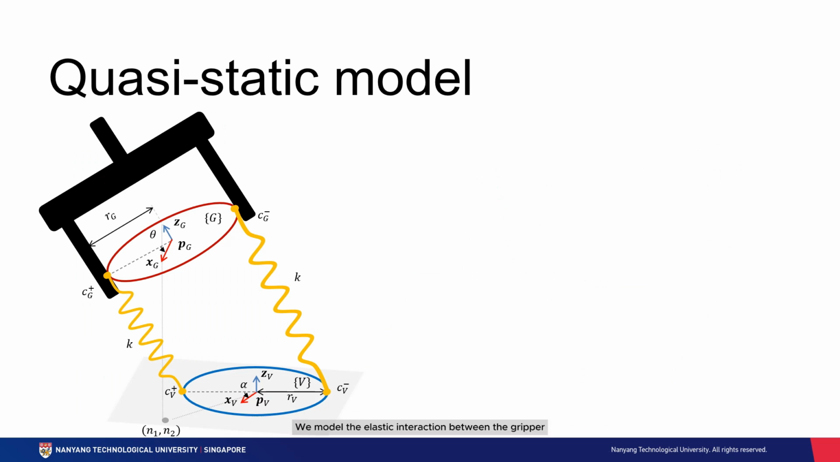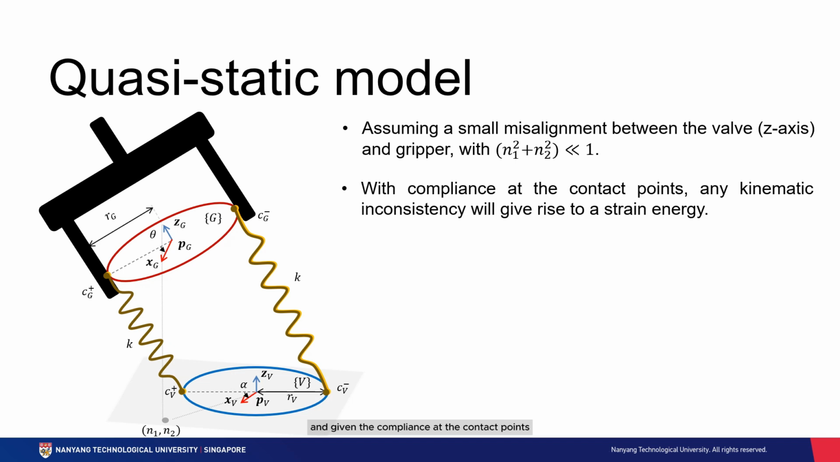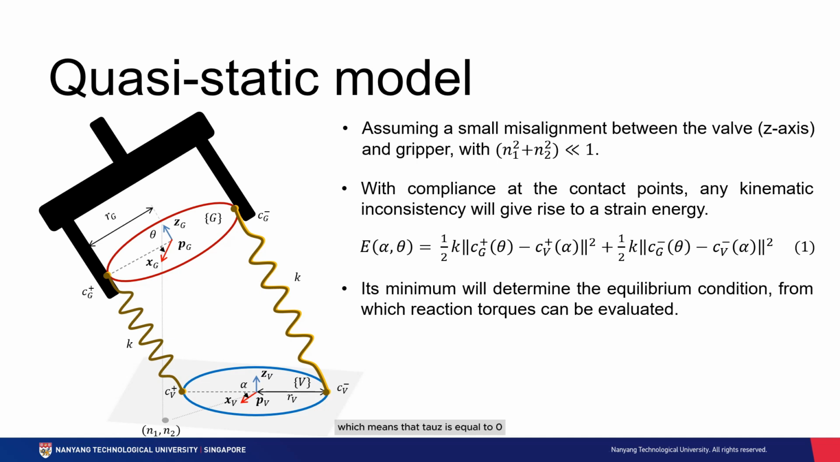We model the elastic interaction between the gripper and the valve as two springs with stiffness K. To model the small misalignments, we select n1 squared plus n2 squared to be less than 1. And given the compliance at the contact points between the fingers and the valve, any inconsistency will give rise to strain energy. We then solve for the equilibrium condition, which means that tau z is equal to 0. And using the same condition, we solve for tau x and tau y by taking a cross product between the contact points and the forces.